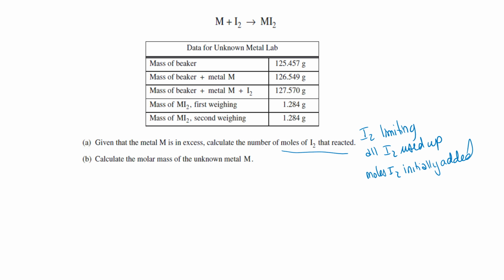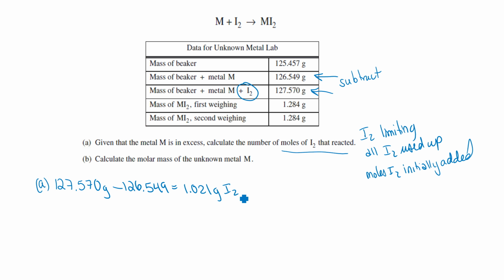If you look back at our data sets, it looks like this mass tells us the mass of the beaker plus metal M. This mass tells us the beaker plus M plus I2. So it looks like if we subtract these two numbers, we should be able to get the mass of just iodine by itself. So for part A, the first thing we're doing is some subtracting. This is the mass including the iodine. This is the mass not including the iodine. And if you subtract them, you get 1.021 grams of iodine.